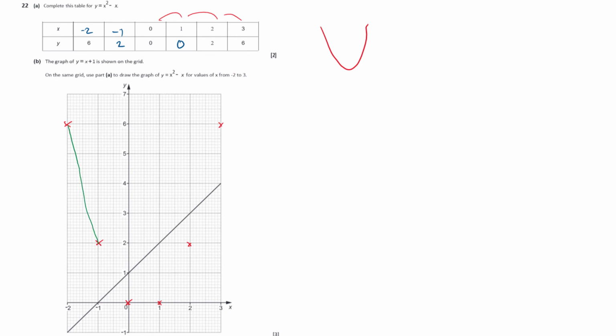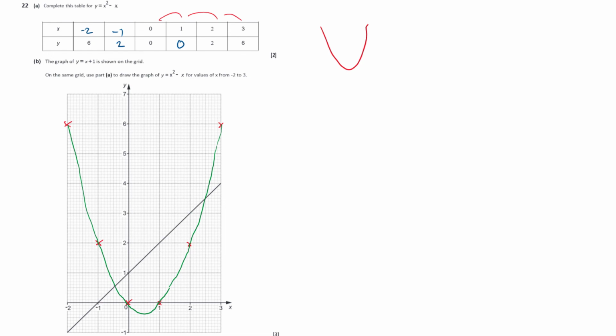Should be symmetrical on both sides. Now, it doesn't have a flat bottom, so it will dip below the axes between 0 and 1 and then start coming back up again. Okay. Now try and do a smooth line.